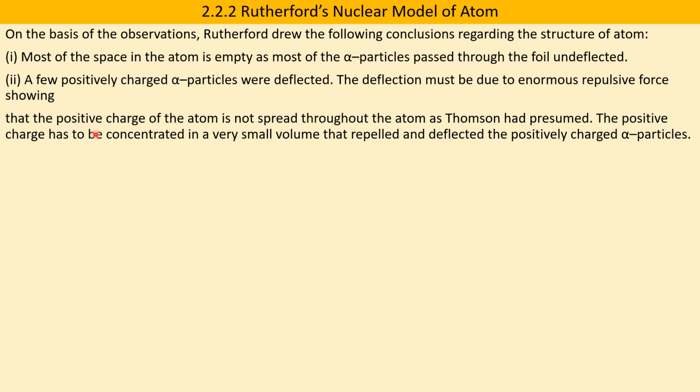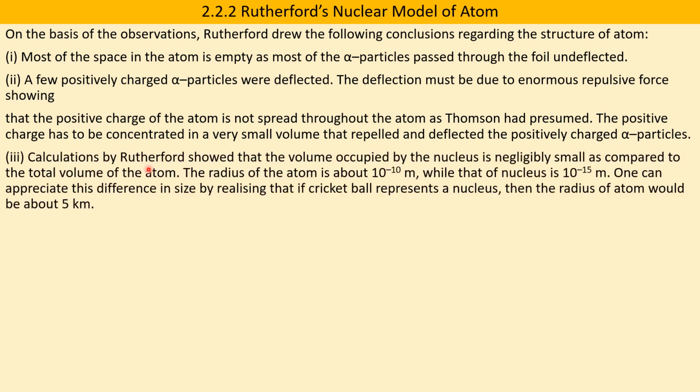The positive charge has to be concentrated in a very small volume that repelled and deflected the positively charged alpha particles. So, in the central part, he said the positive charge has to be concentrated in a very small volume that repelled and deflected the positively charged alpha particles. And the next point is, calculation by Rutherford showed that the volume occupied by the nucleus is negligibly small as compared to the total volume of the atom.